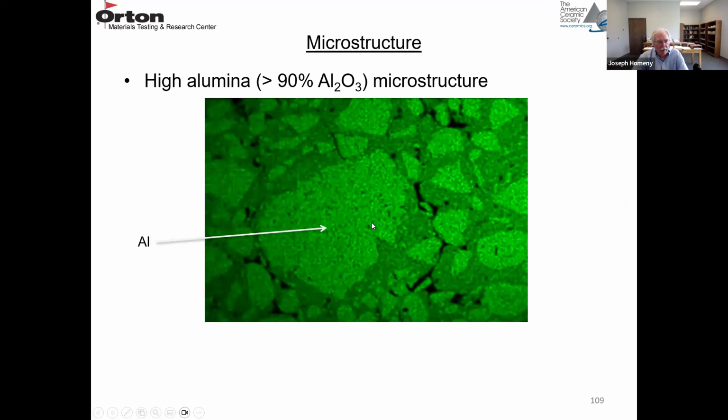So the green is mapping for aluminum. So the brightest green, you can see the coarser aggregate here. You can see some medium aggregates and even some fine aggregates. And then the darker, less bright green is going to be the bonding matrix, lower alumina content.